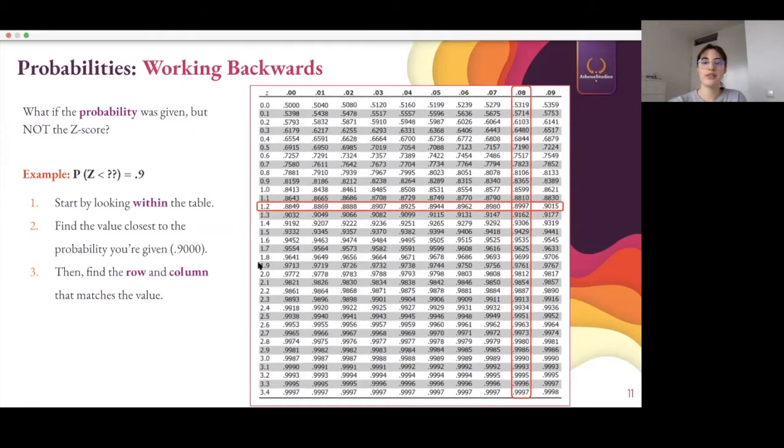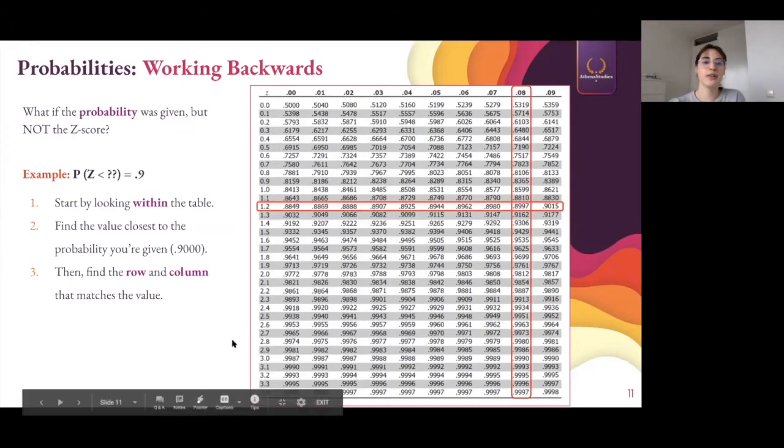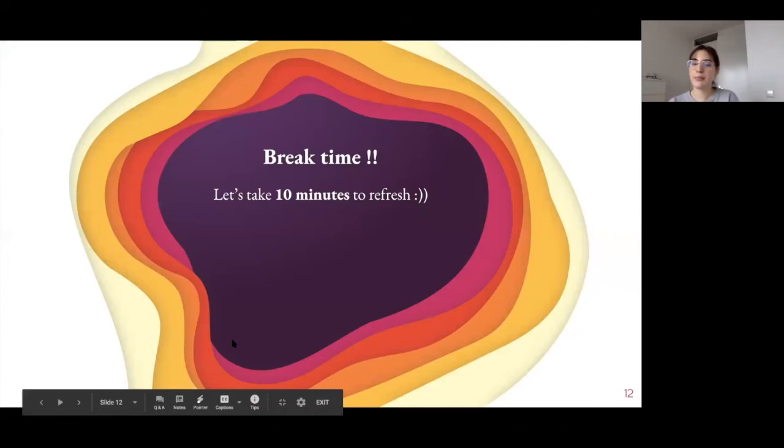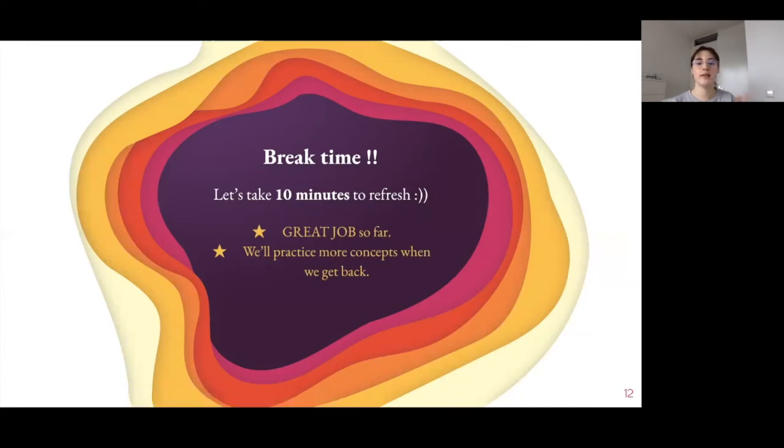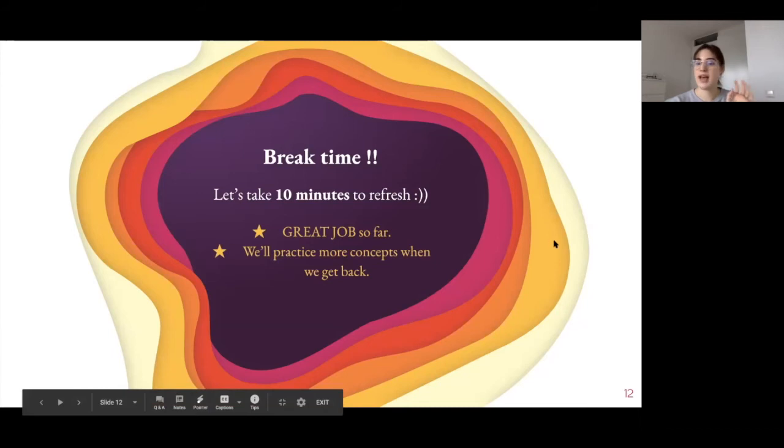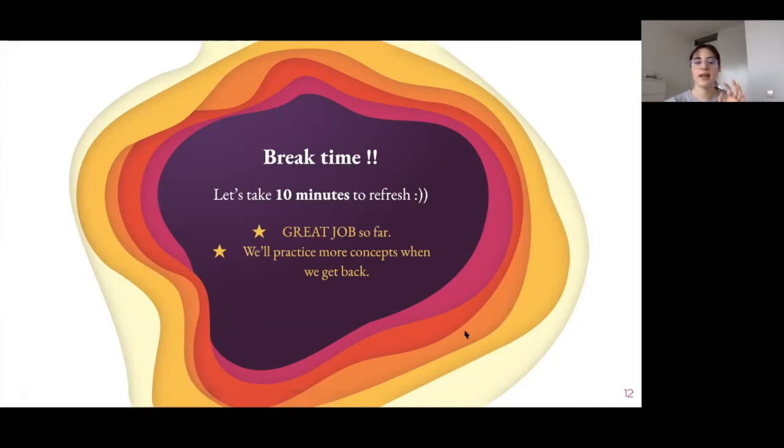So now that we've done a little bit of this working backwards, let's take a quick break. And then when we come back, we're going to practice some intervals with probabilities and then put it all together with normal distributions. But I will put the time in the chat when we should all come back to the class and then move on.